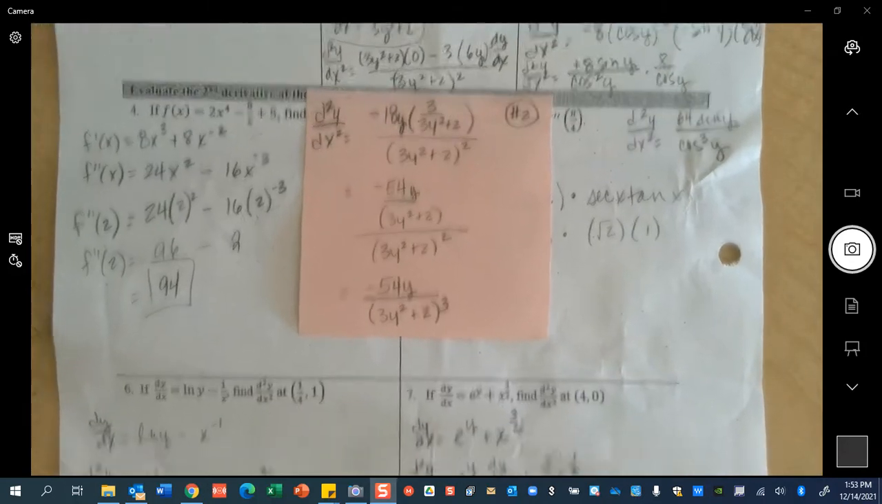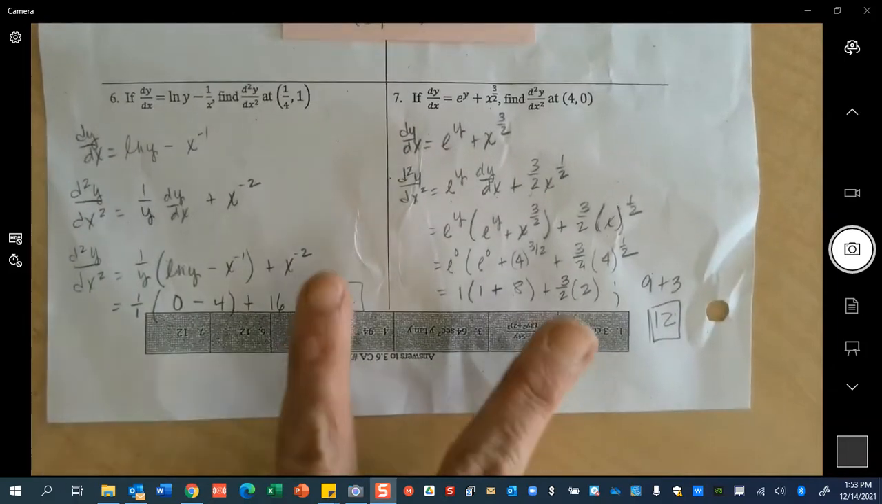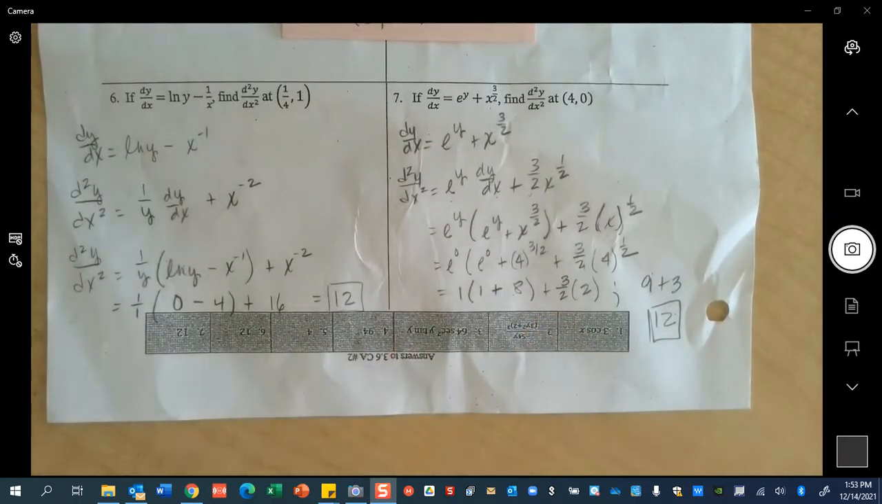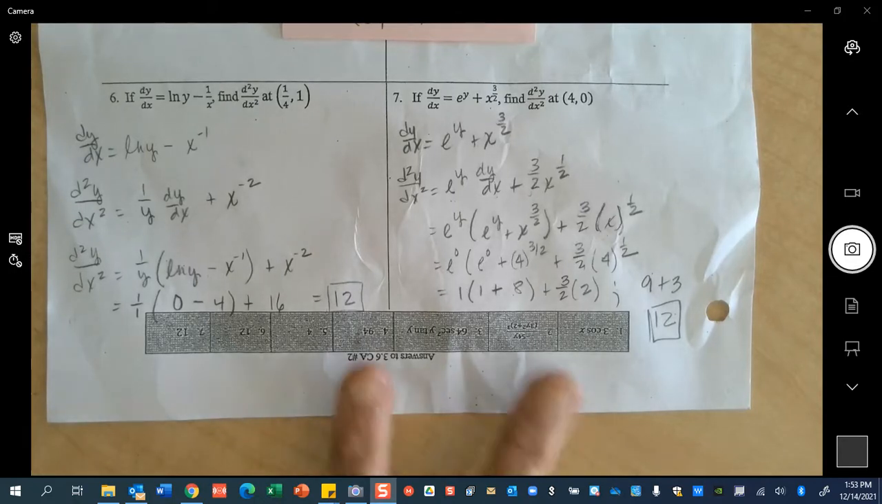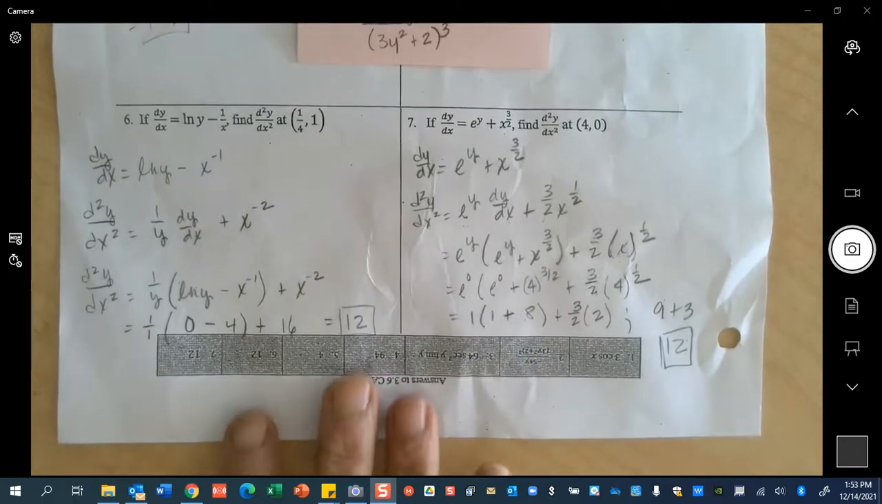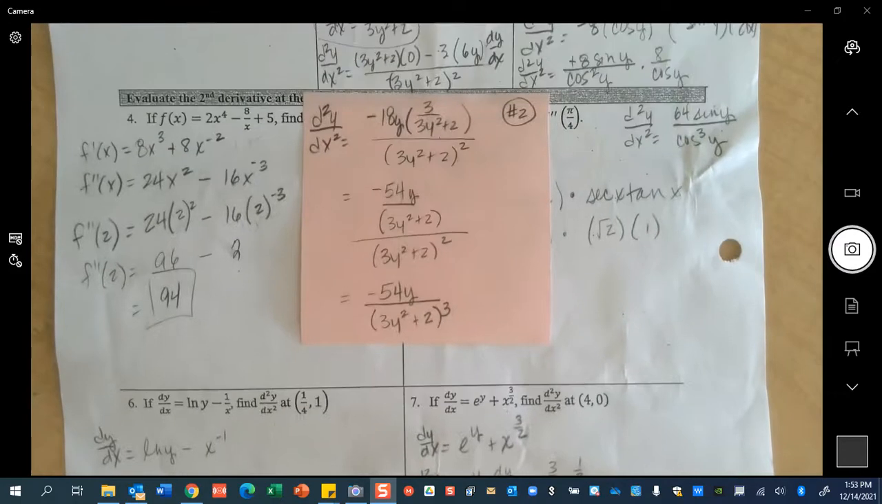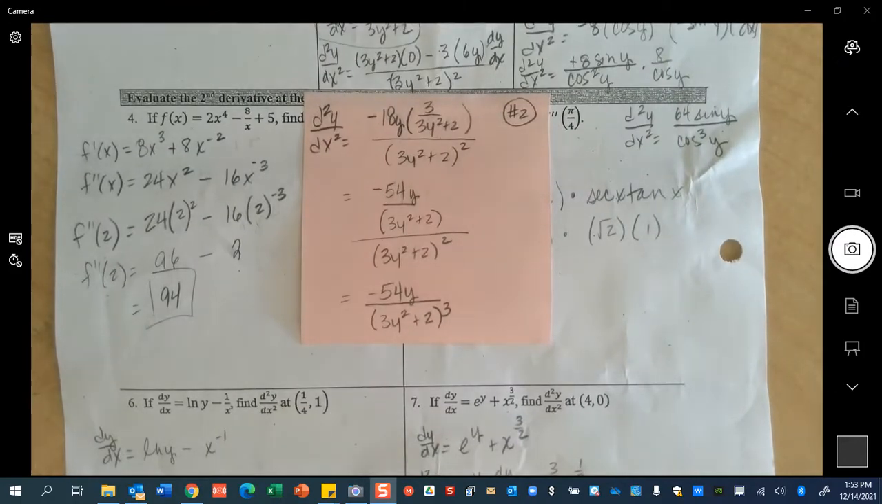So if I was working on something like this, these last two work out to be 12. If you're given a value to plug in, then you need to keep going. But rule of thumb, if you don't have a value that you're plugging in and you want to stop at something like this level, I'm okay with that. Is that okay?